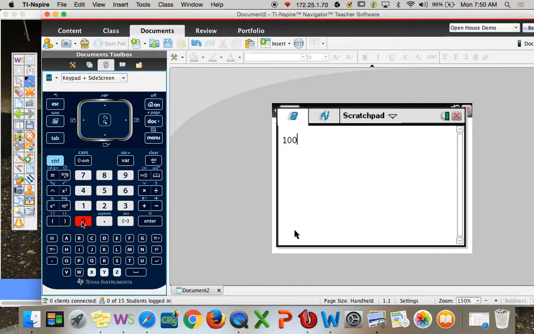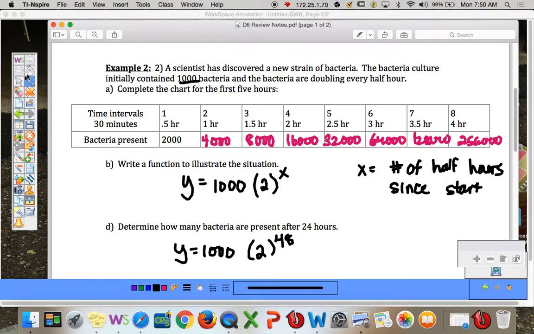1,000. It's doubling every half hour for 24 hours. So for 48 half hours, see, it's a very, very big number. So I'm not going to write that down.